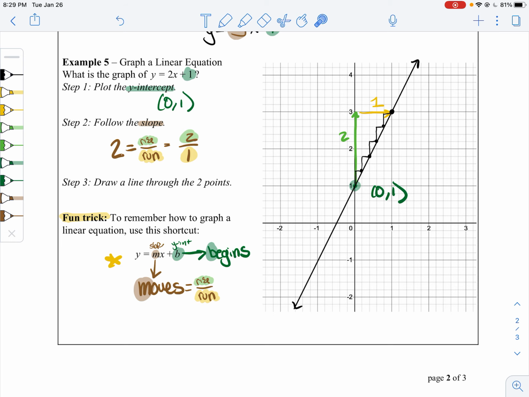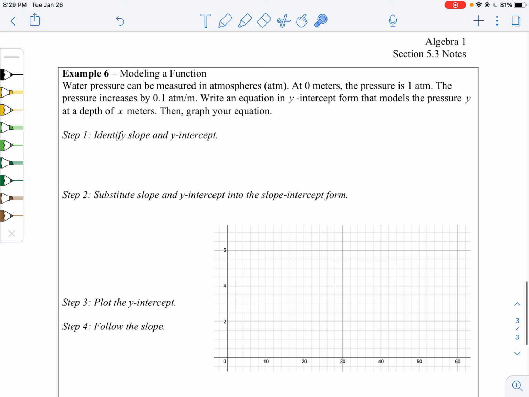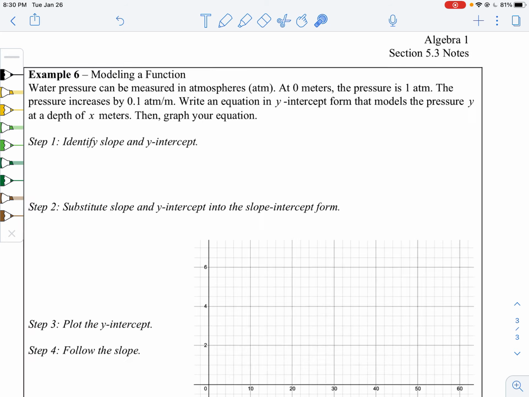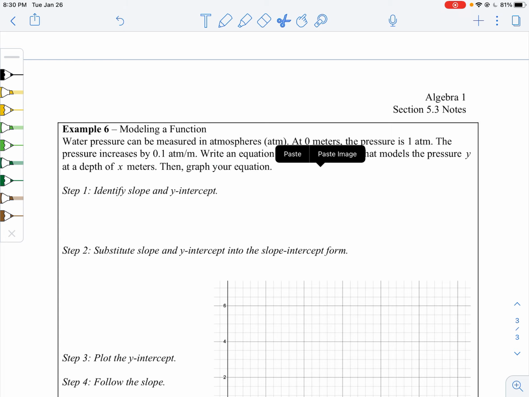Okay, that's fantastic, but when are we going to use this in real life? Well, let's say you're just going to take a dive. Let's dive right in. So you have water pressure measured in atmospheres. At 0 meters, the pressure is 1 atmosphere. The pressure increases by 0.1 atmospheres per meter. Write an equation in y-intercept form that models the pressure, which is y, at a depth of x meters.